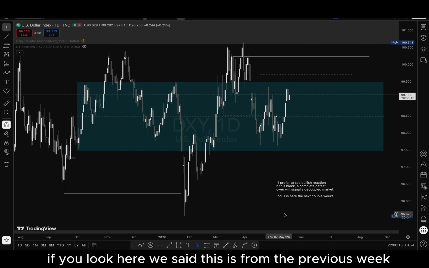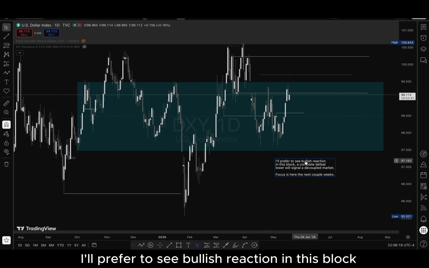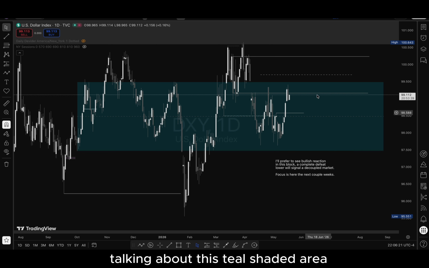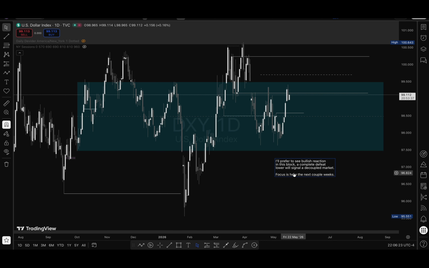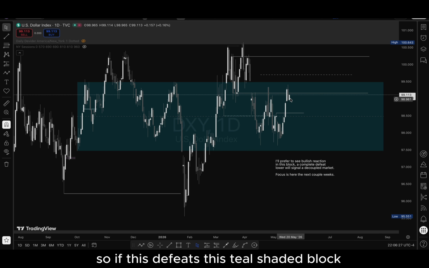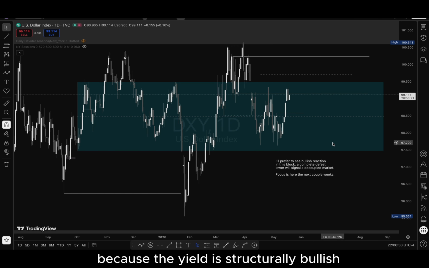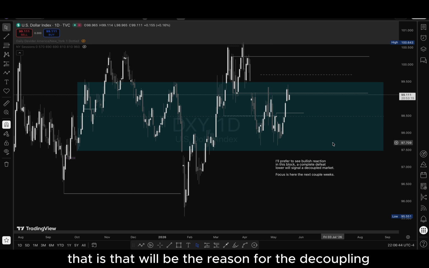That could happen. If you look here, we said this is from the previous week. We said I'll prefer to see bullish reaction in this block, talking about this teal shaded area. A complete defeat lower will signal a decoupled market. So if this defeats this teal shaded block and then comes lower, it means the market is decoupled. Why is it decoupled? Because the yield is structurally bullish, but dollar is bearish. That will be the reason for the decoupling.